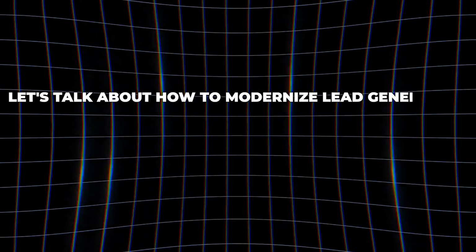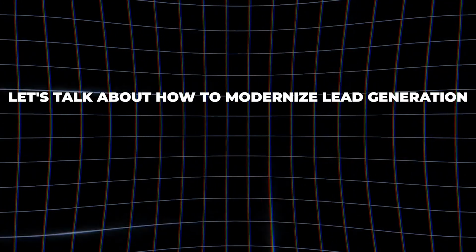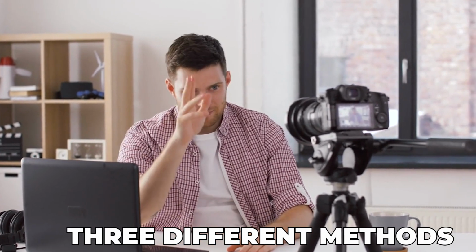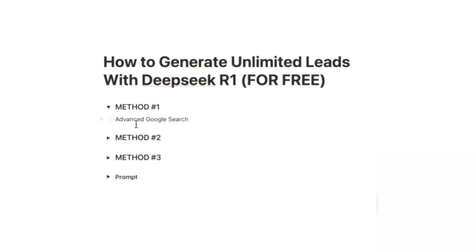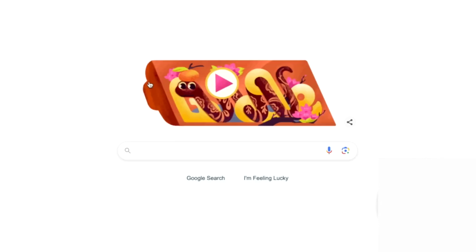Let's talk about how to modernize lead generation. What I'm going to do is show you 3 different methods on how you can use DeepSeek to generate unlimited amounts of leads. The first method is going to be using advanced Google search. And let's just say your niche is gyms.